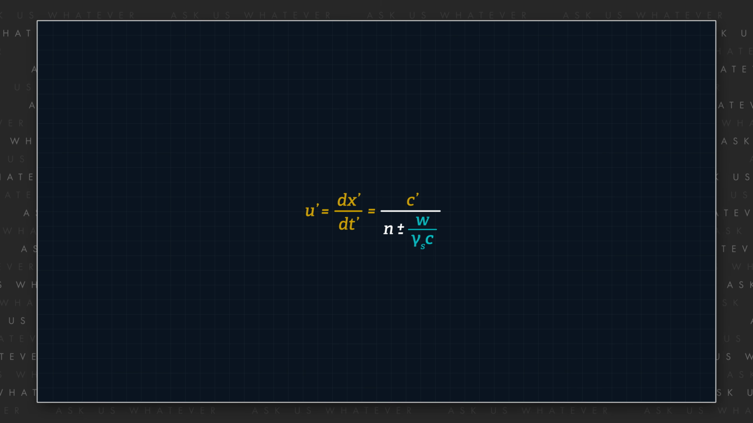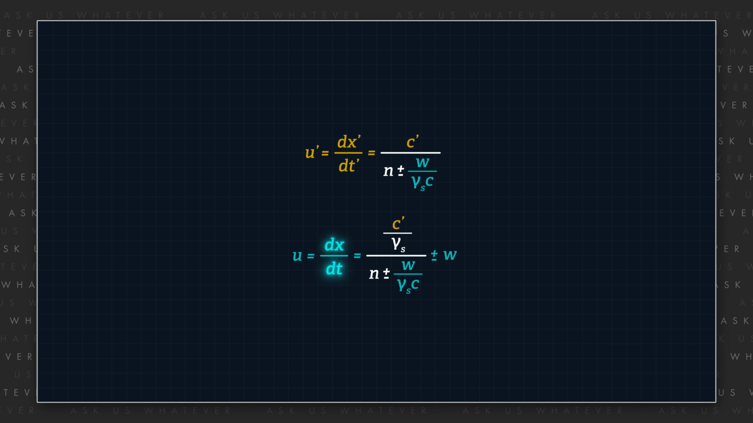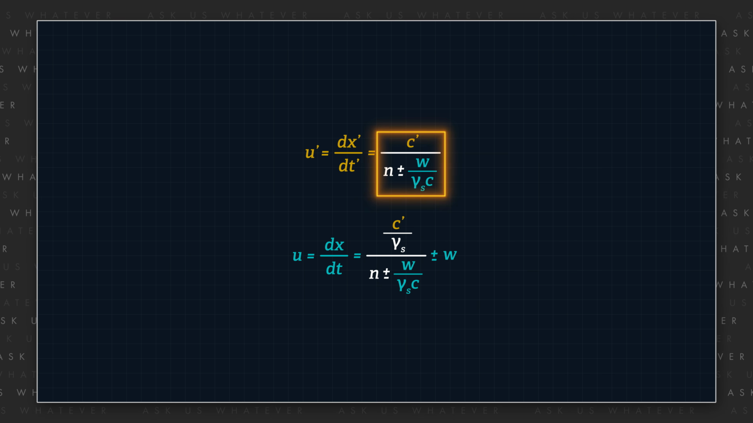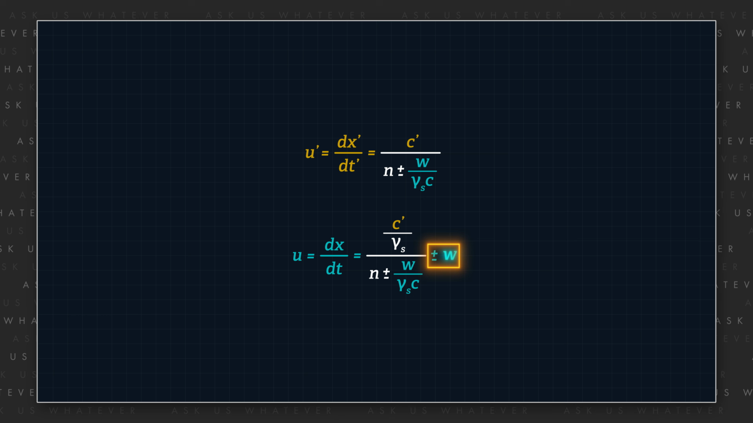We can then see a resemblance to the formula for dx dt. Other than the gamma s term in the numerator, which is there to compensate for the effect of time dilation on clock rate, the one-way speed of light in the stationary frame is essentially the one-way speed of light in the moving frame plus or minus the ballistic speed w of the emitter.